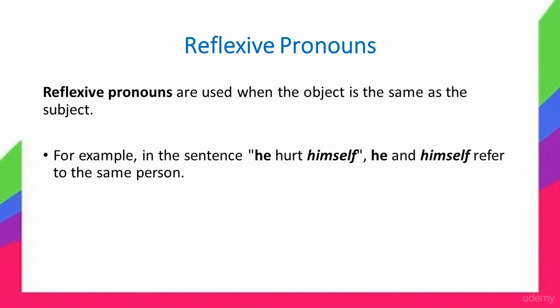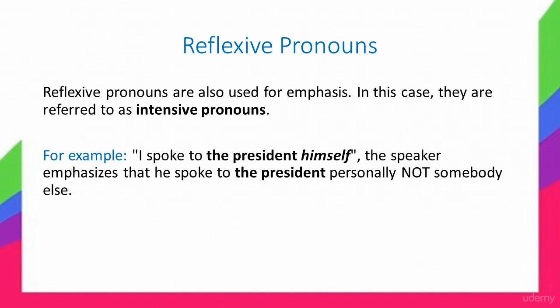Next are reflexive pronouns. What are reflexive pronouns? Reflexive pronouns are used when the object is the same as the subject. For example, in the sentence, he hurt himself, he and himself refer to the same person. Reflexive pronouns are also used for emphasis. In this case, they are referred to as intensive pronouns. For example, in the sentence, I spoke to the president himself, the speaker emphasizes that he spoke to the president personally, not somebody else.